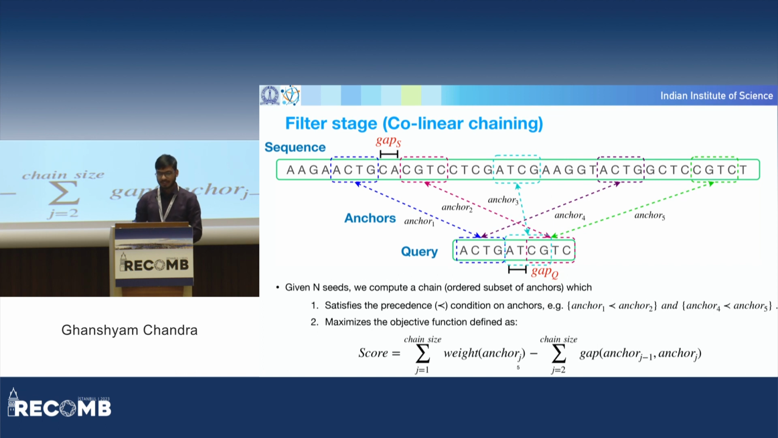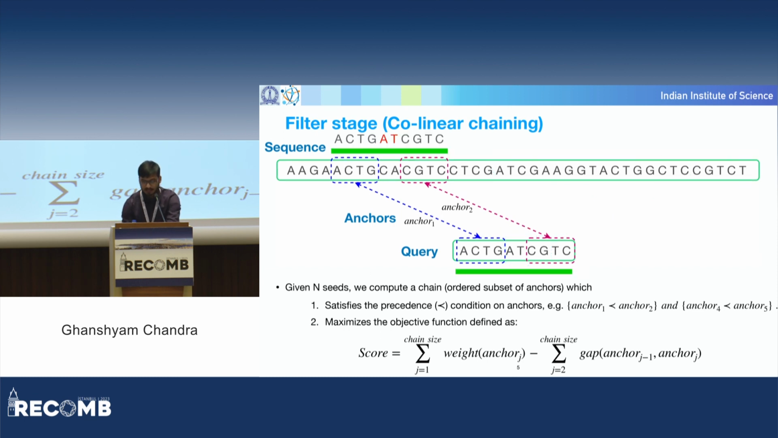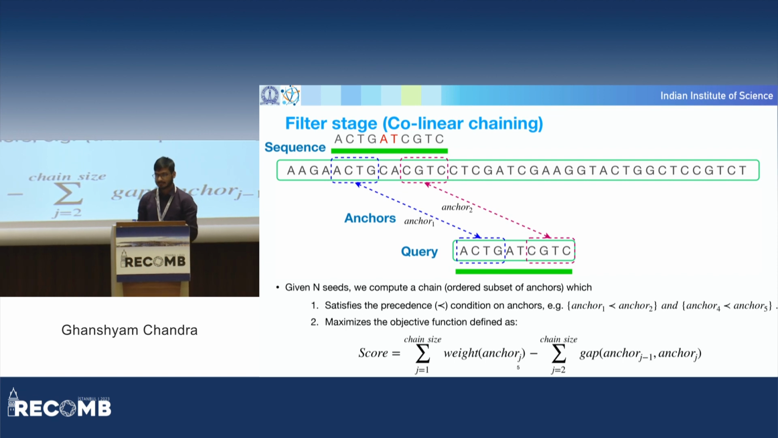The intuition behind this objective function is that weight is equal to the number of matching bases on an anchor, which is interpreted as a reward, while gap can be interpreted as a penalty to our objective function. So if we maximize the score here, we'll get an alignment corresponding to anchor 1 and anchor 2 because it will incur a lower penalty.